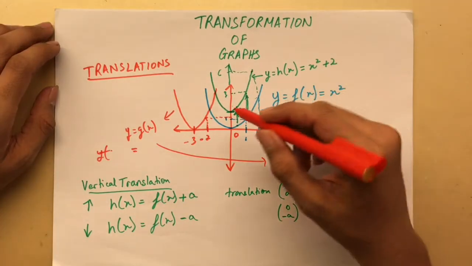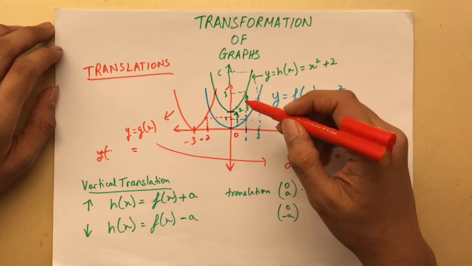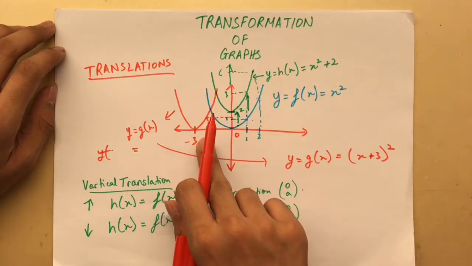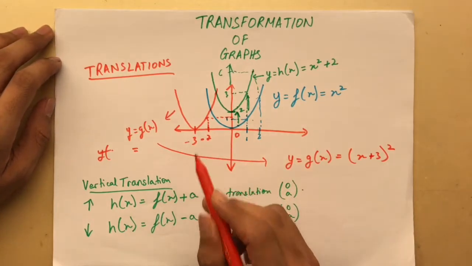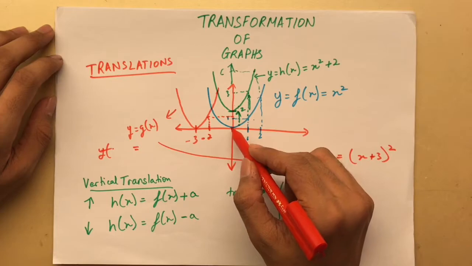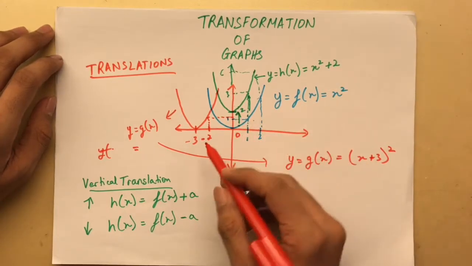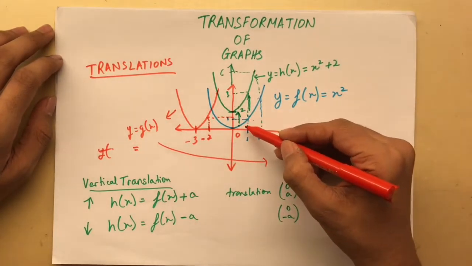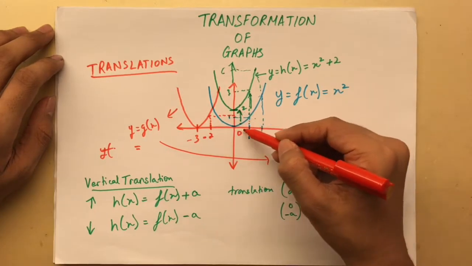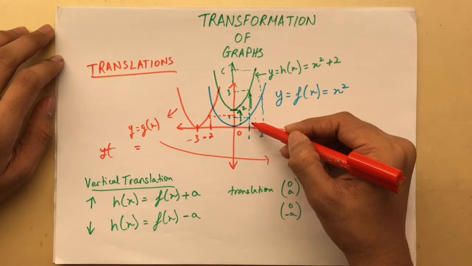Now let's look at the horizontal translation. If you notice, what we're doing here is that we've moved this blue parabola 3 units to the left. So when I input minus 3, I would want its output to be 0. And when I input minus 2, I would want its output to be, in this case, 1, right? Which would be if I had inputted 1 in the blue function.